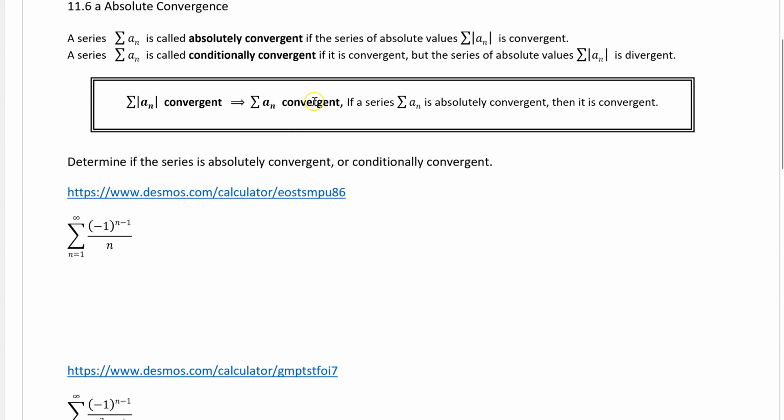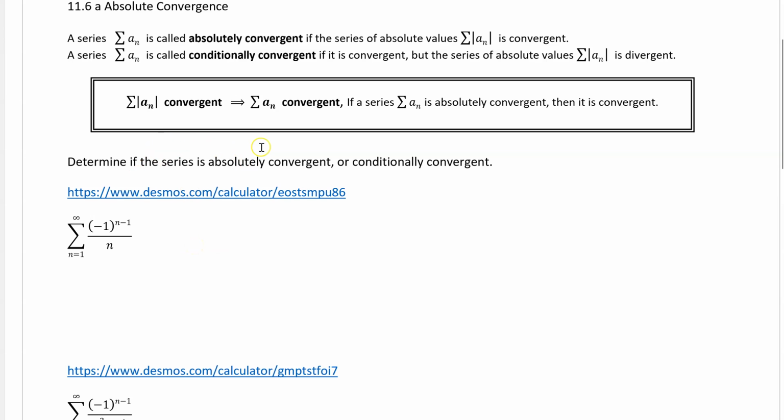Now, if the series converges, but the series of absolute values don't converge, they diverge, then we call that conditionally convergent. So if we can show that the series converges absolutely, then it's absolutely convergent. It's also convergent. If all we can do is show the series is convergent, then we call that conditionally convergent. So let's take a look at one.